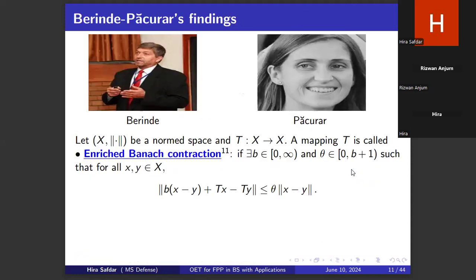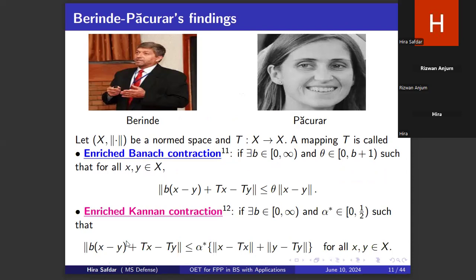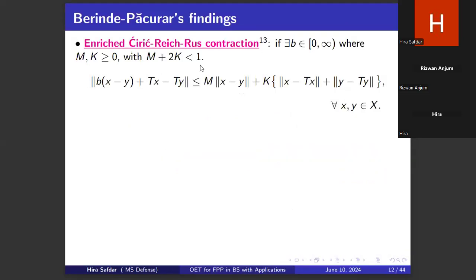Brinde and Packard's finding. So this contraction is said to be the enriched Banach contraction. Let us read it a little: in a normed space, a mapping T from X to X. A mapping T is called enriched Banach contraction, and similarly this mapping is said to be the enriched Kannan contraction.